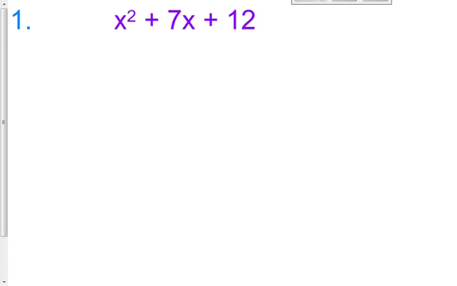So here's what you do. We have 3 terms. Instinctively, immediately, maybe is more what I should say, I'm going to form 2 parentheses.